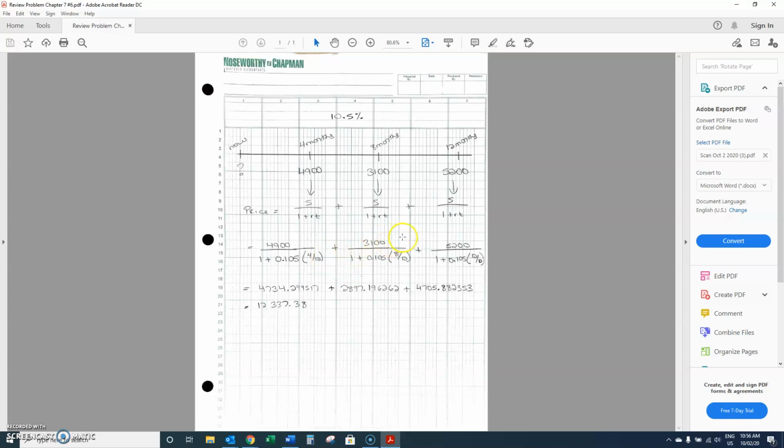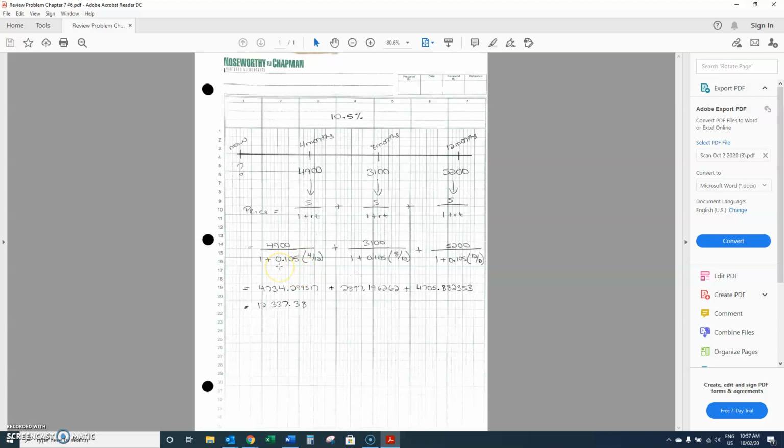The present value of the $3,100, 1 plus 0.105 times the time, which is 8 out of 12 months. And the $5,200, still the 0.105 is the same rate, but it's 12 out of 12 months. So 12 over 12 is 1, but I wrote it in so you can see it's 4, 8, and 12 months. Again, use your calculators and take advantage of the store and recall.